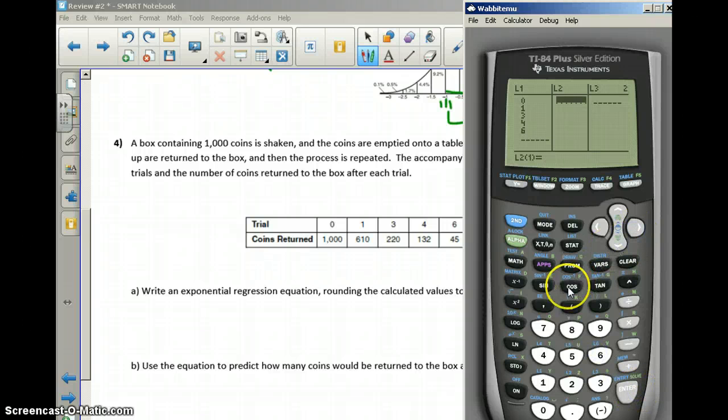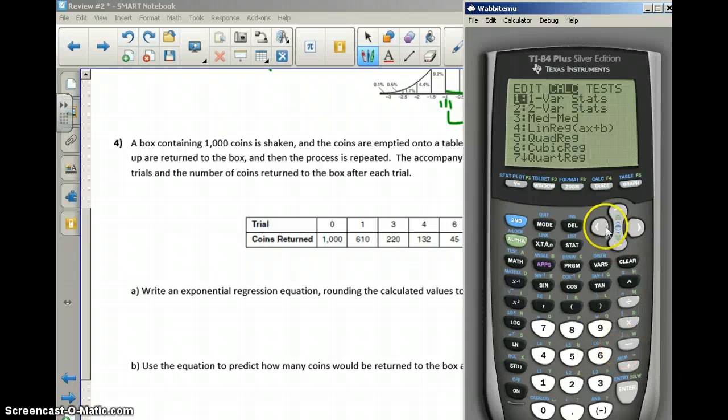And then on list 2, we have 1,000, 610, 220, 132, and finally 45. You're never wasting time by checking your lists to make sure you typed everything in right.